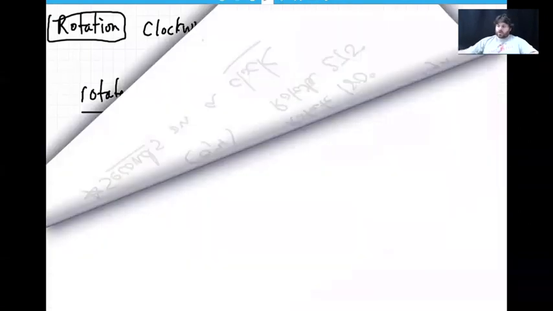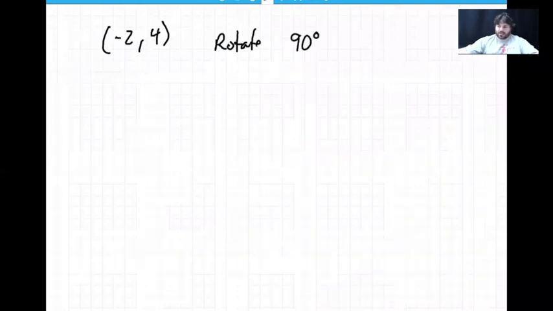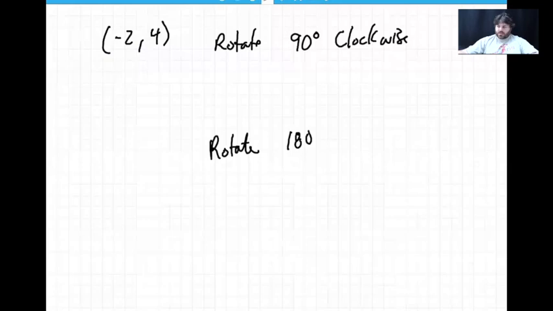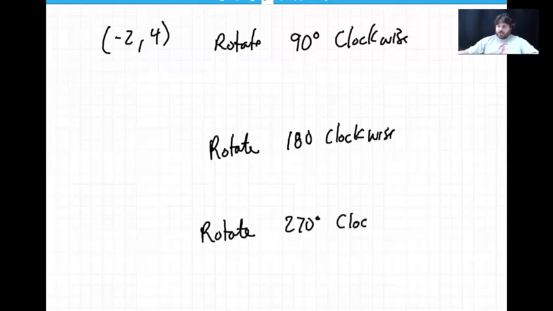Okay, so let's look at an example. Let's start with (-2, 4). Okay, this is a coordinate. I want to rotate this coordinate 90 degrees clockwise. Okay, then I want to rotate it 180 degrees clockwise. Then I want to rotate it 270 degrees clockwise. Okay, now remember, to do it 180, you've got to know what it was when you rotated it 90.